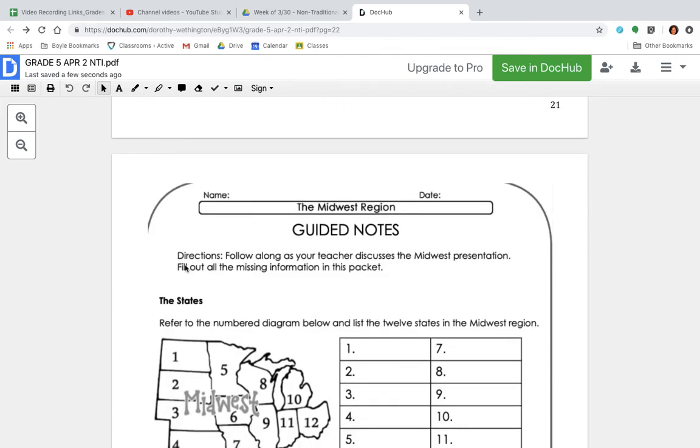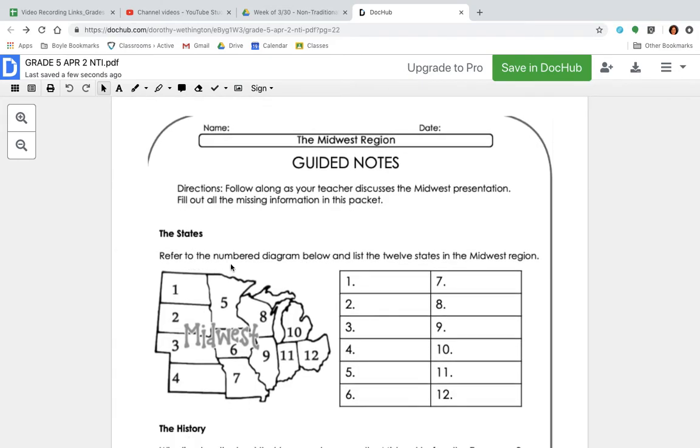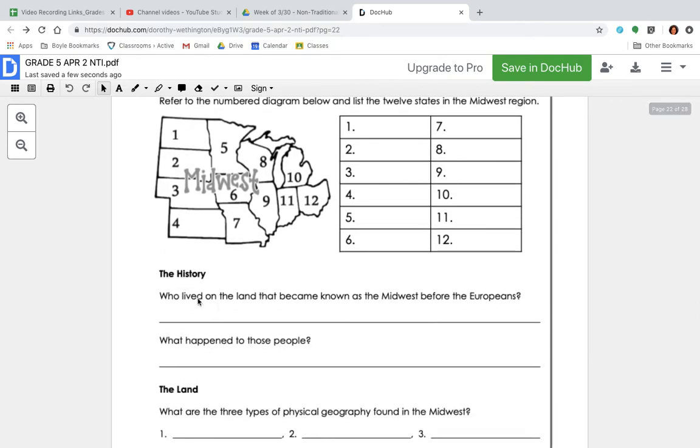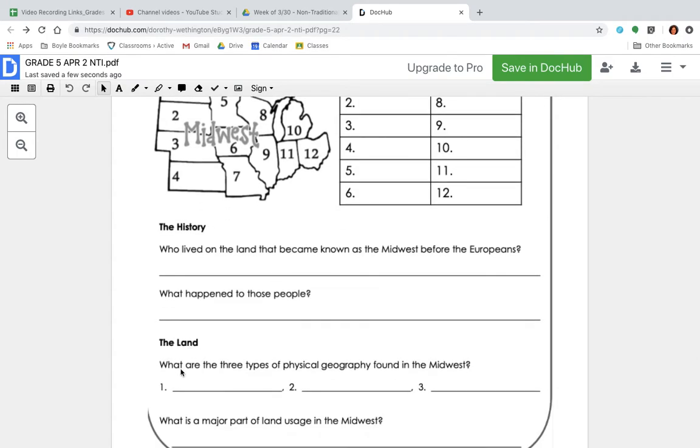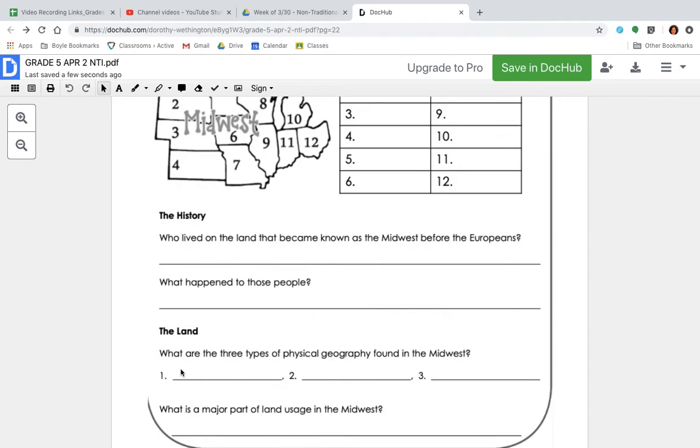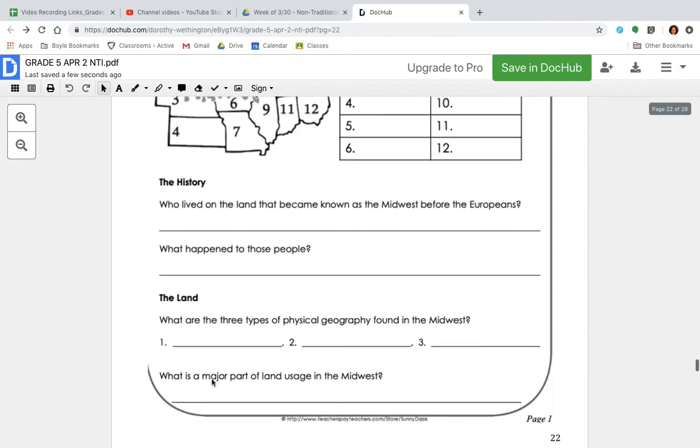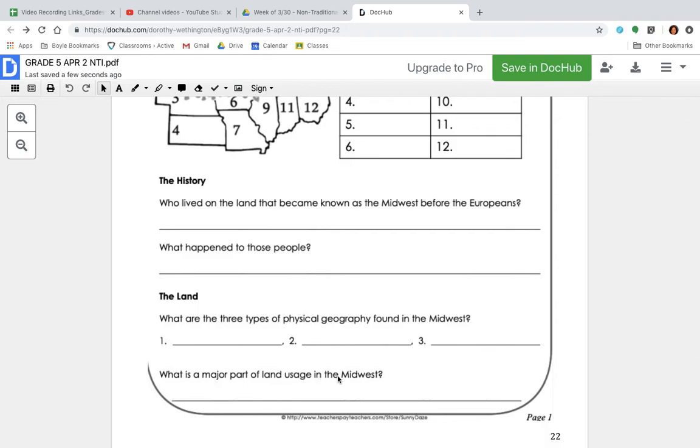Guided notes. Directions. Follow along as your teacher discusses the Midwest presentation. Fill out all the missing information in this packet. The states. Refer to the numbered diagram below and list the 12 states in the Midwest region. The history. Who lived on the land that became known as the Midwest before the Europeans? What happened to those people? The land. What are the 3 types of physical geography found in the Midwest? What is a major part of land usage in the Midwest?